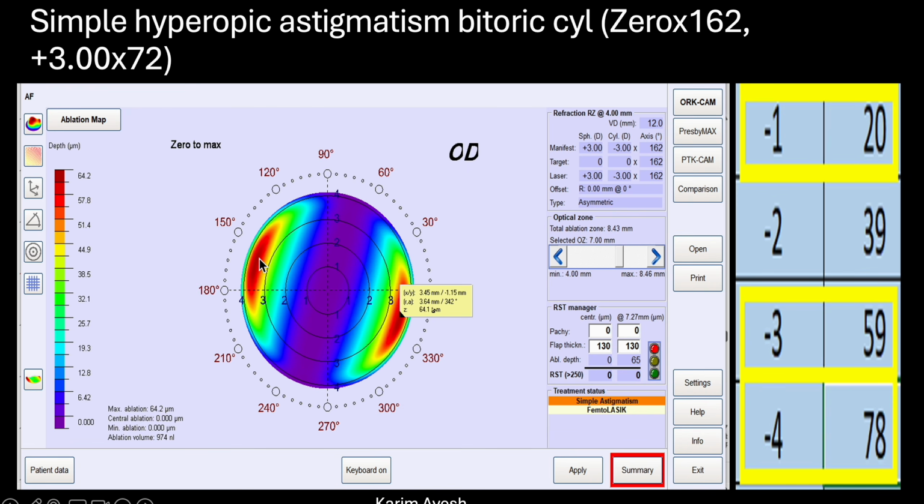So I concluded also that according to this planning software, a simple hyperopic astigmatism may be corrected also as a bitoric cylinder. Okay? But as we said before, a bitoric cylinder happens while you have two meridians that are astigmatic. But in simple hyperopic astigmatism, one meridian is plano, emmetropic, while the other meridian is hyperopic ametropic. Okay? Right.